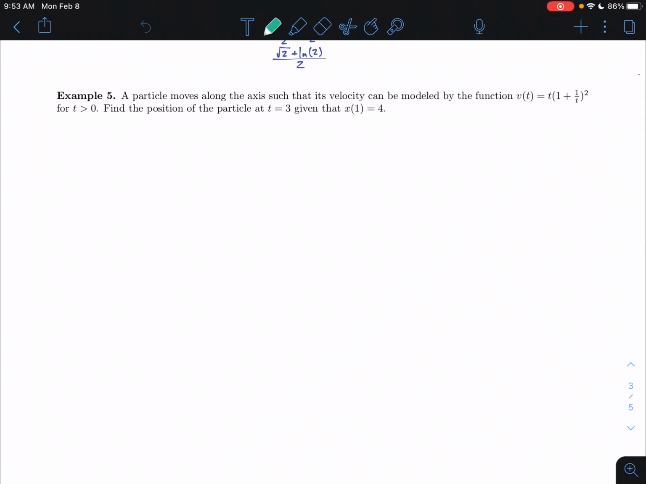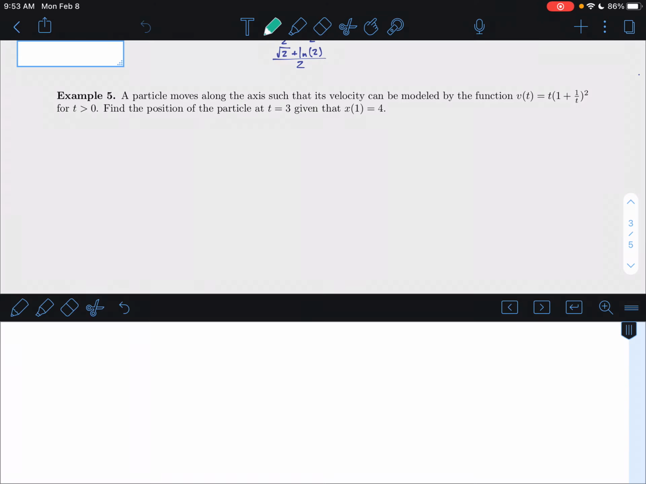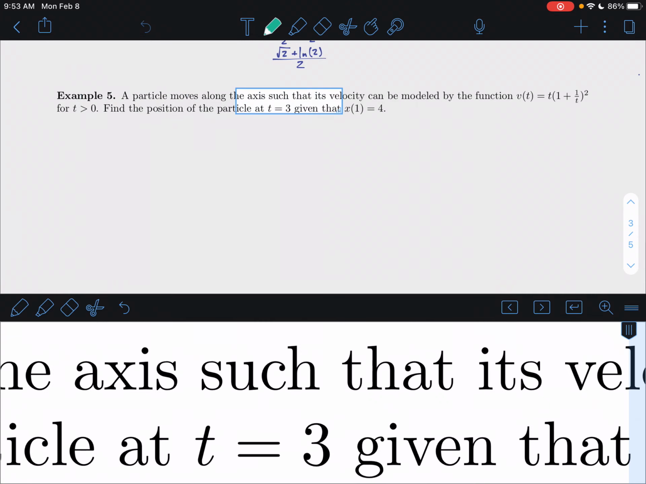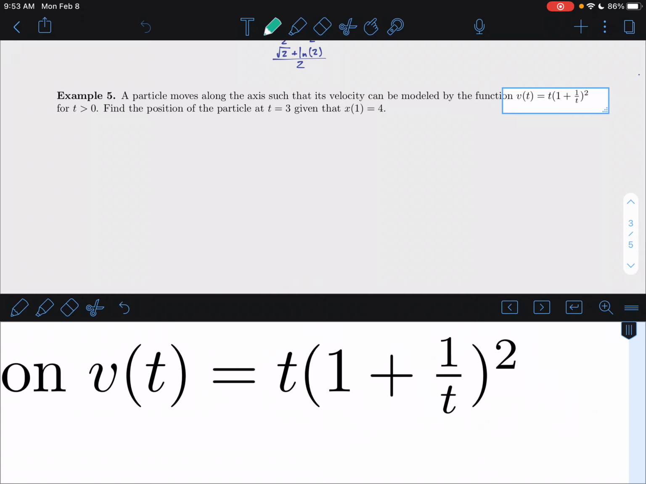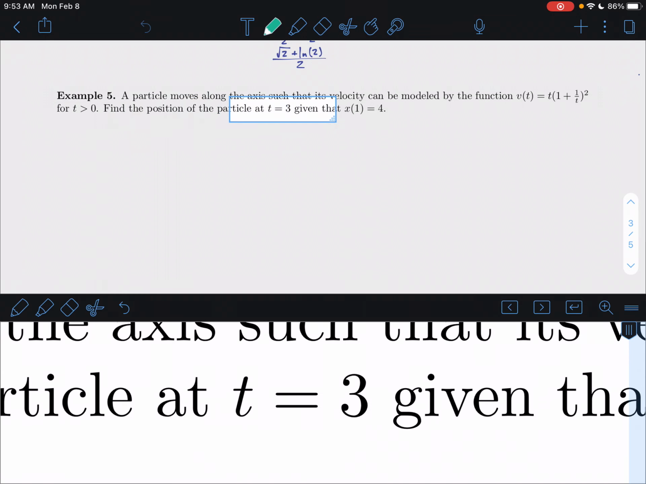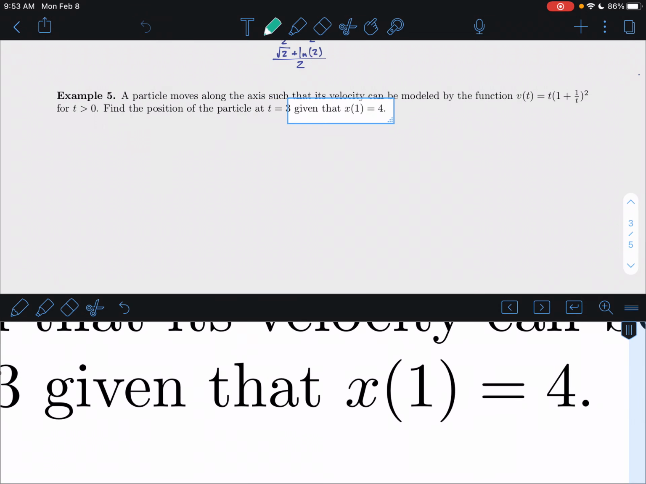All right, Calc. So as I said, I was going to leave this video for you guys to do this last example and then a little bit at the bottom. So this next example we have is a particle moves along the x-axis such that its velocity can be modeled by the function v of t equals t times 1 plus 1 over t squared for t greater than 0. Find the position of the particle at t equals 3, given that x of 1 equals 4, so x is the position function here.